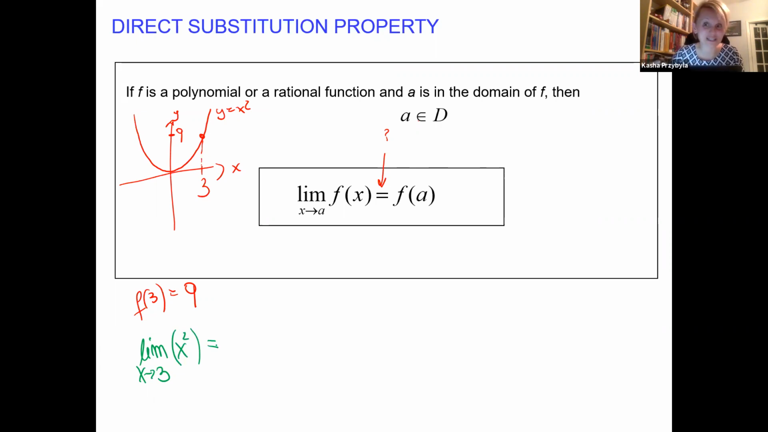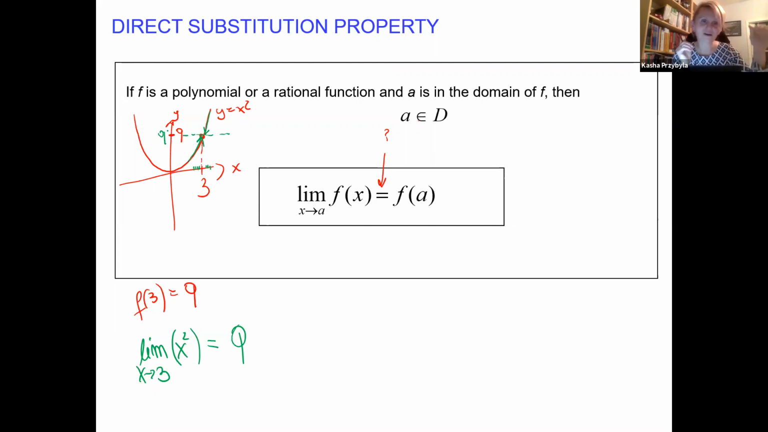Can you give me the answer? Do you remember we did this yesterday? What is happening as x goes really, really close to 3? What this curve is doing is, of course, approaching 9. That's what this property is telling.